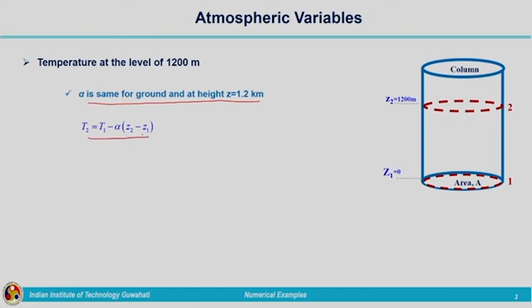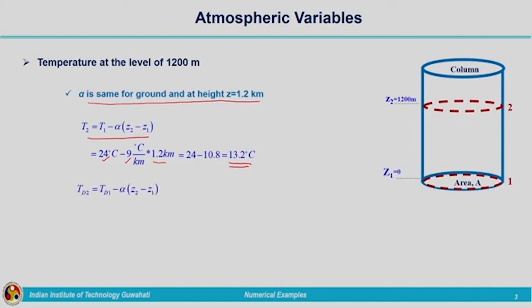T2 is equal to T1 minus alpha times Z2 minus Z1. T2 is the temperature at the elevation of 1200 meters and T1 is the temperature which is given to us, which is near to the ground surface. Alpha is there with us and Z2 minus Z1 is nothing but our 1200 meters. So, we will substitute all those values. T1 is 24 degrees Celsius and alpha is 9 degrees Celsius per kilometer and Z2 minus Z1 is 1.2 kilometers. We are substituting it in kilometers because our lapse rate is in the unit of degrees Celsius per kilometer. So, the value will be coming out to be 13.2 degree Celsius. So, the temperature at an elevation of 1200 meters is calculated to be 13.2 degree Celsius.